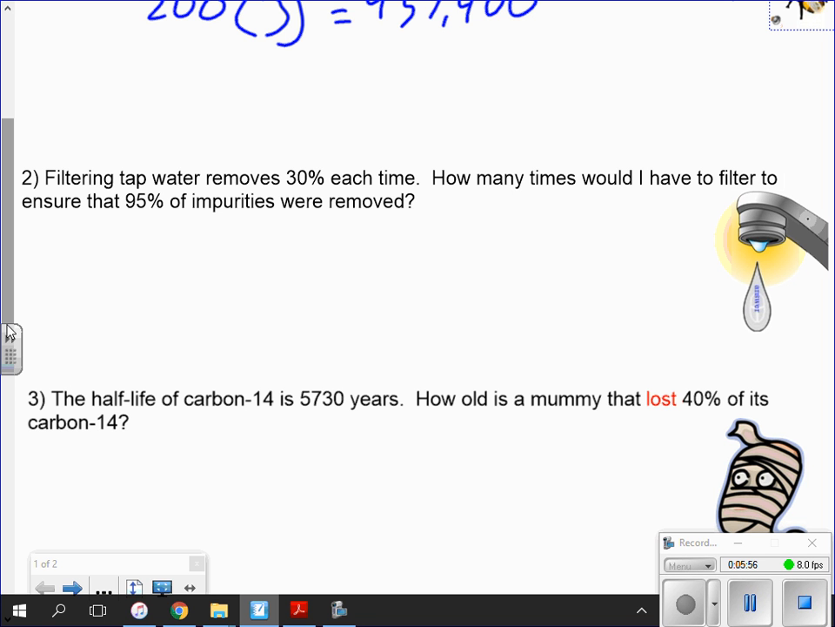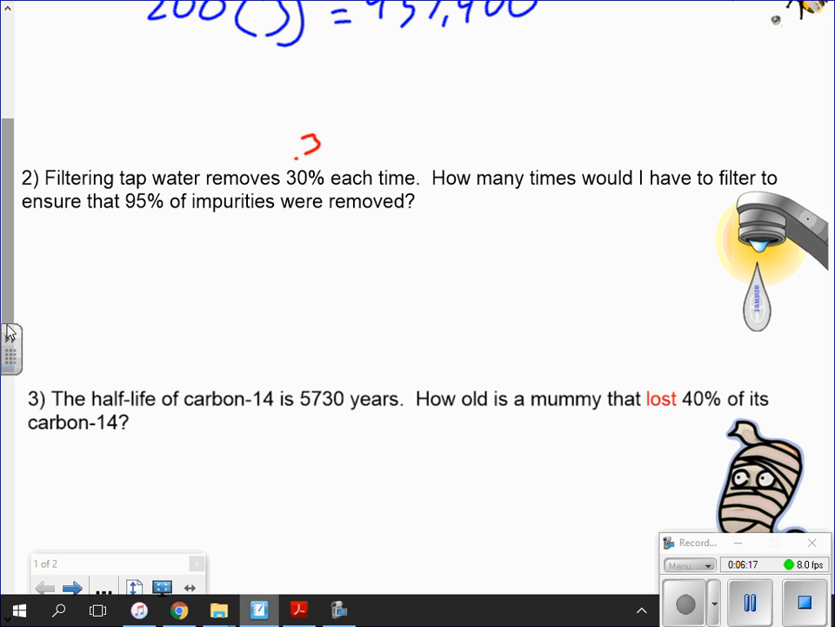Okay. Filtering tap water removes 30% each time. Is this a growth or decay? Decay. And what is my decay rate? 30%, which would be 0.3. How many times would you have to filter it to ensure that 95% of the impurities were removed?